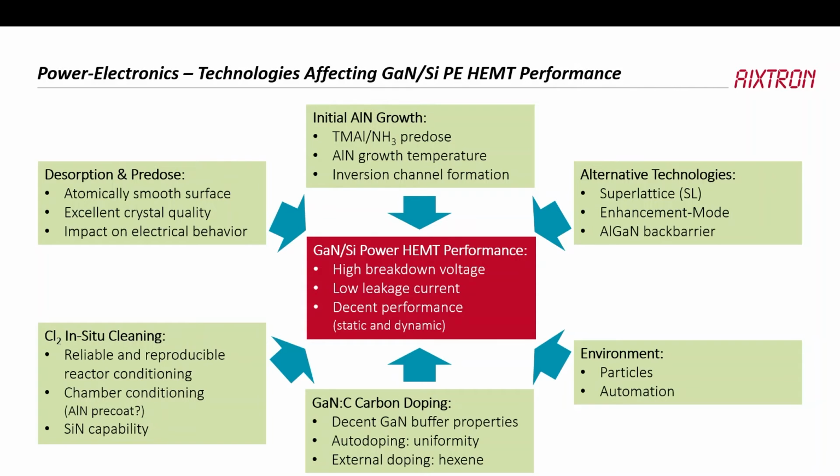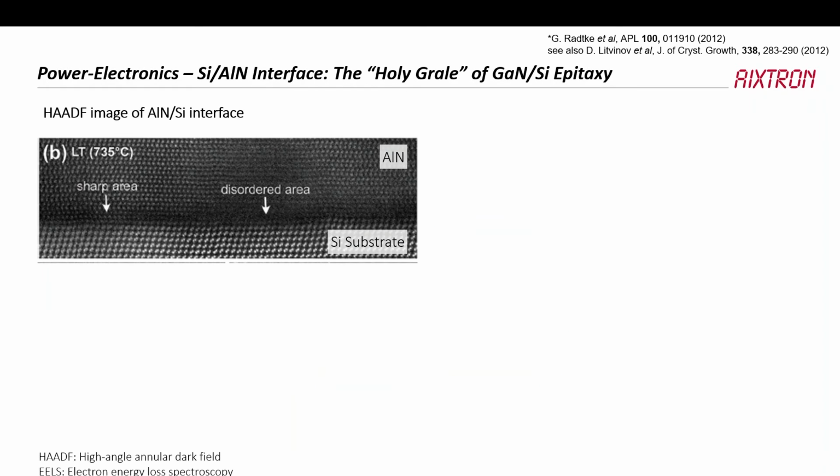In situ cleaning, this plays hand in hand with automation, reliable and reproducible it needs to be. Chamber conditioning, do we need to pre-coat the chamber? I think sometimes we do, because a clean chamber does not necessarily always work. And sometimes you want silicon nitride capability as well. And all of this needs to play into this. I think I talked about this more or less, so let's focus on some other stuff.